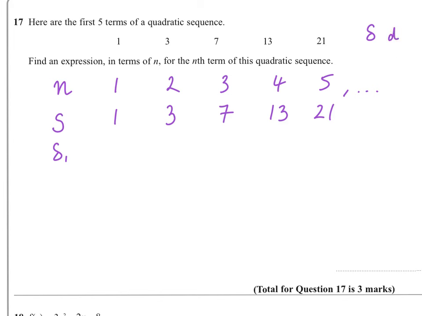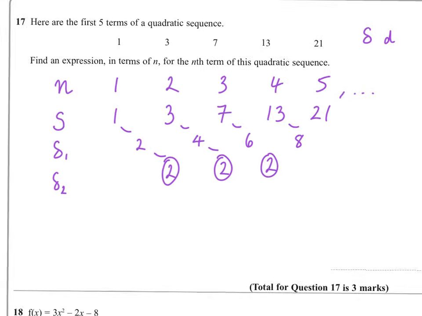So difference 1, well, this goes up by 2, this goes up by 4, and then we've got 6 and then 8. So that's nice and predictable. It's the 2 times table. So we can see that our second difference is just 2 and then 2 and then 2. Now when we have a quadratic sequence, we'll always get a second difference which is the same, i.e. the same number keeps coming out each time.